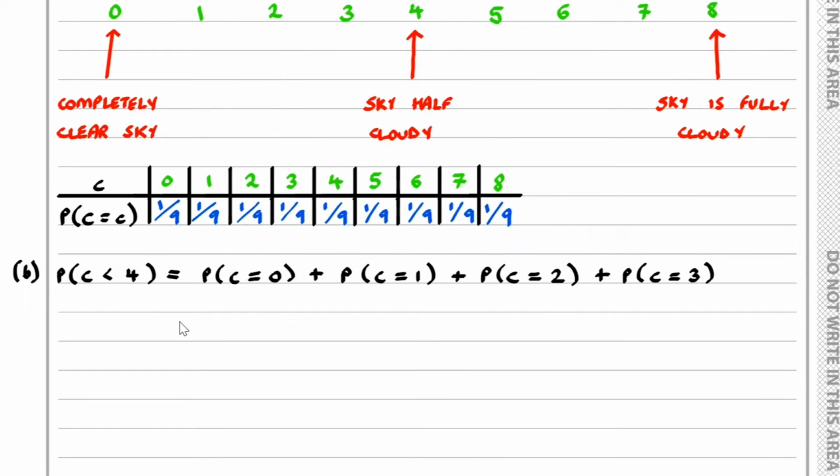And so what we end up with over here then is 4 multiplied by 1/9, because I've got 1, 2, 3, 4. The probabilities are the same, so we've got 4 times 1/9, which is 4/9.